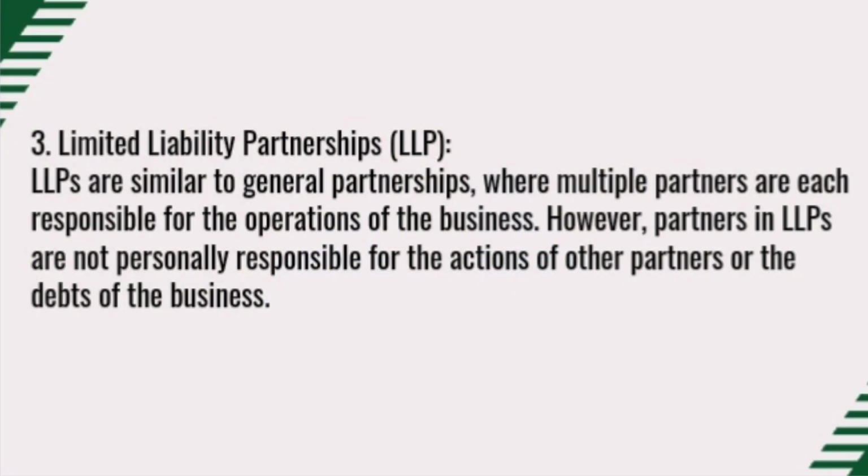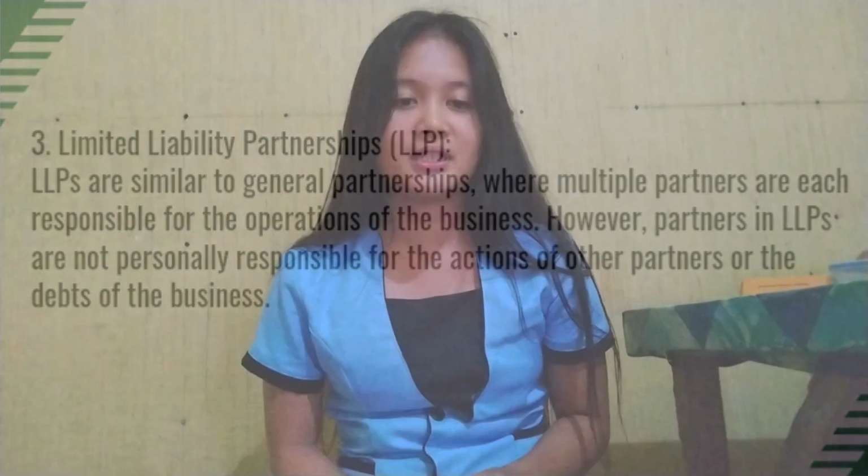Now let's tackle the last type of partnership, the limited liability partnership, or the LLP. LLPs are similar to general partnerships, where multiple partners are each responsible for the operations of the business. However, partners in LLPs are not personally responsible for the actions of other partners or the debts of the business. Unfortunately, not all businesses can be LLPs. This type of business is often restricted to certain professions such as lawyers and accountants.